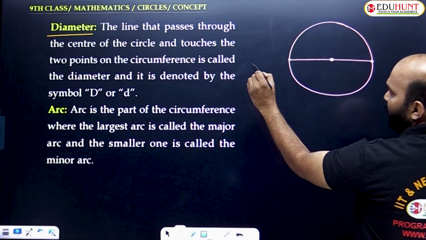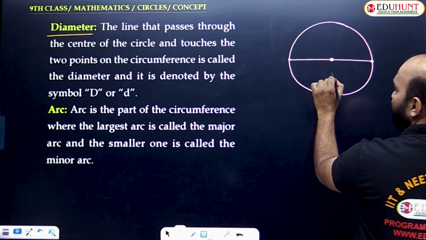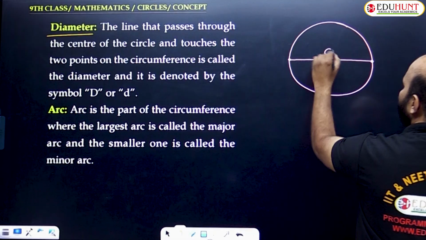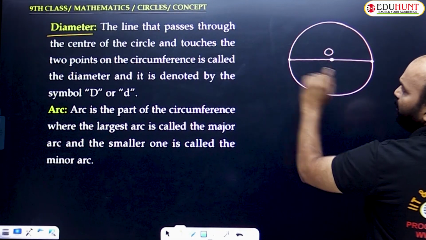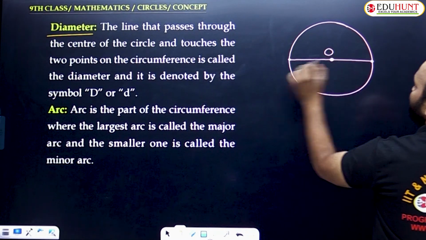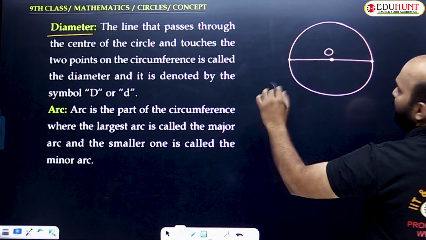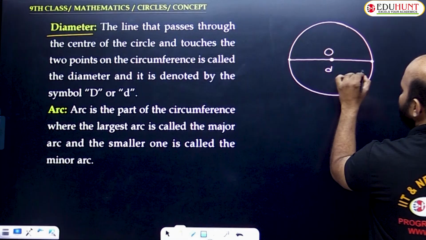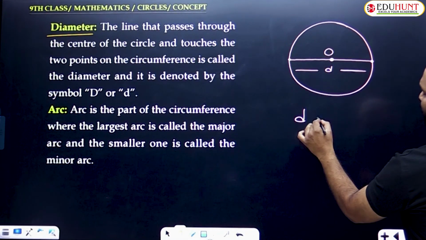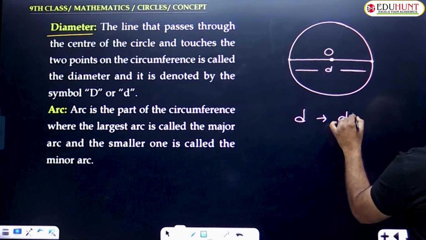The radius is also a line. The diameter is a line that passes through the center, here O, and touches two points on the circumference of the circle. That is called the diameter. It is denoted as small d or capital D. Here D stands for diameter.